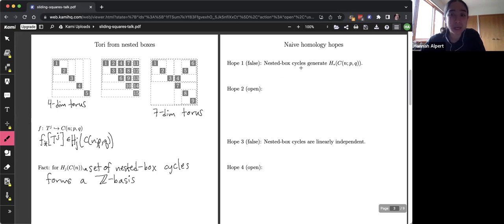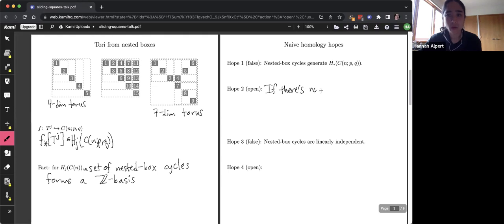However, one thing that I do want to be true is that nested box cycles might tell us for which degrees of homology we get something that's non-zero. So suppose that we have some degree of homology, number of squares, and dimensions of rectangle where we cannot draw a nested box cycle because there's just no way to fit one.